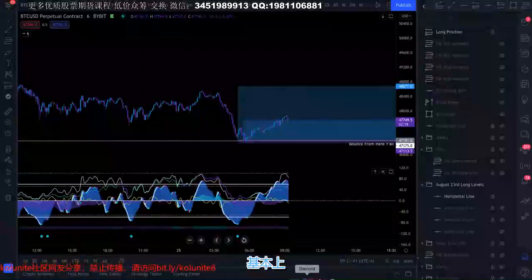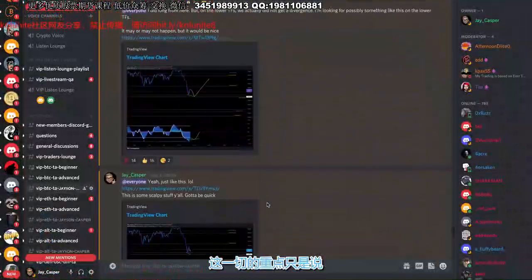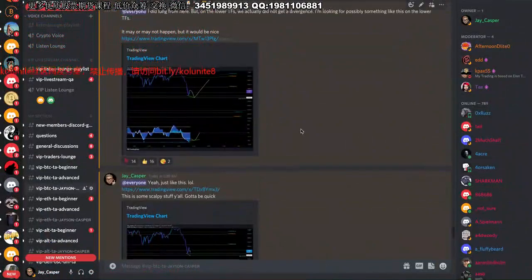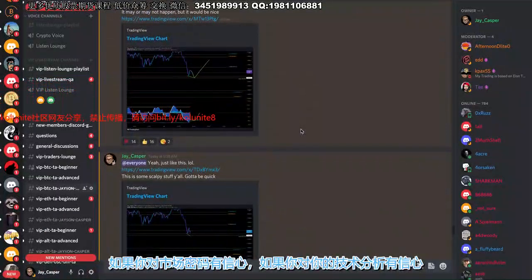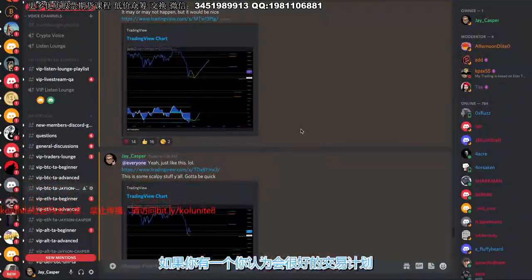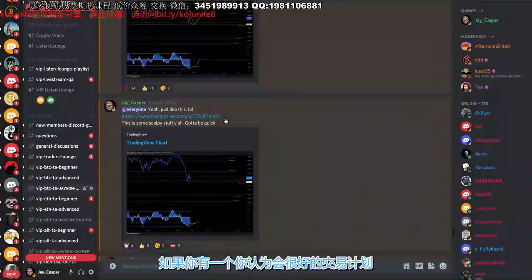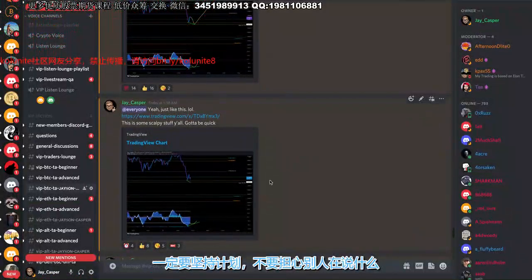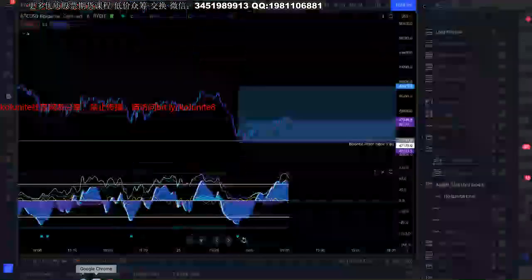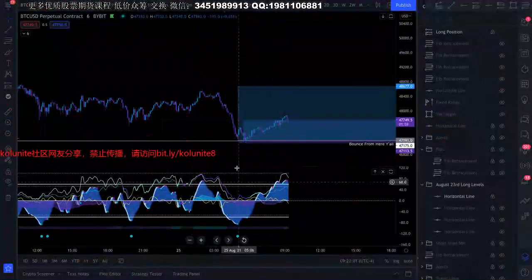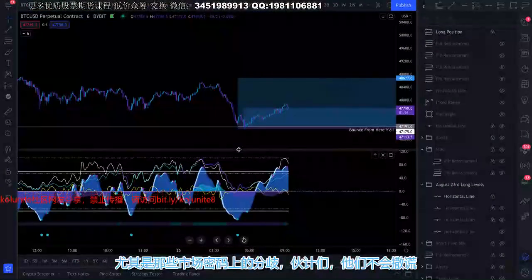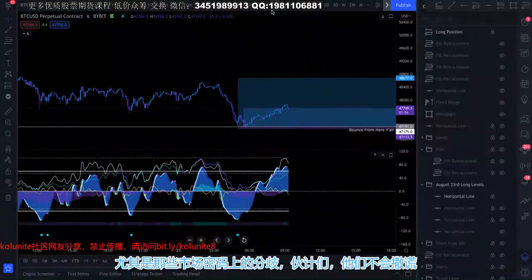So, basically, the point of all this is just to say, if you have confidence in what Market Cipher is saying, if you have confidence in your technical analysis, if you have a trade plan that you think would work out really nice, make sure to stick to the plan. Don't worry about what other people are saying. Trust your indicators, especially those divergences on Market Cipher, guys. They do not lie.